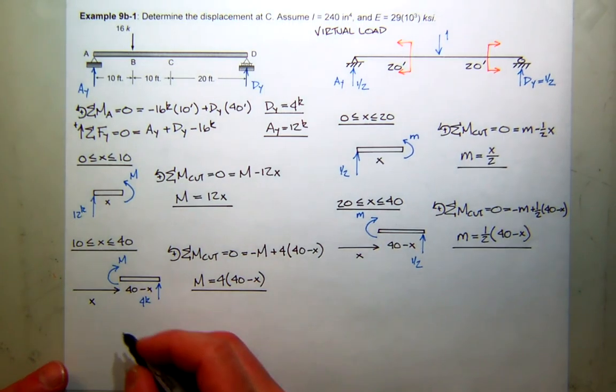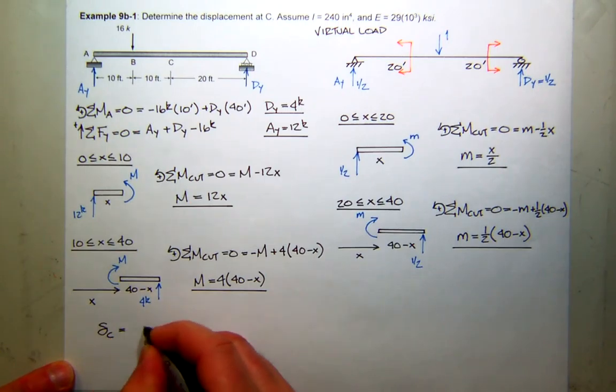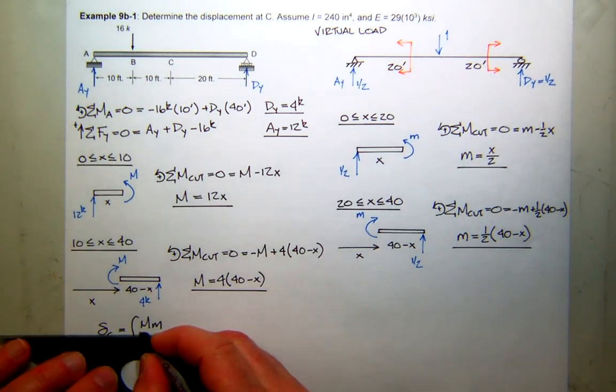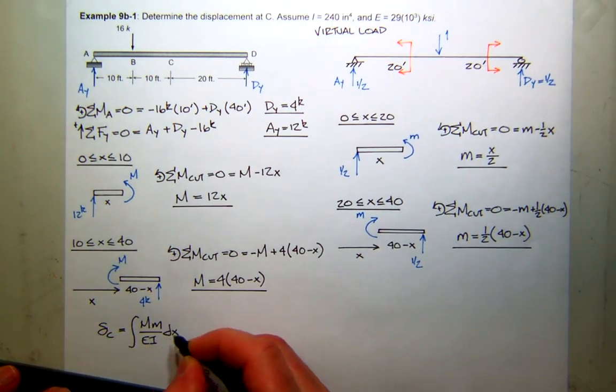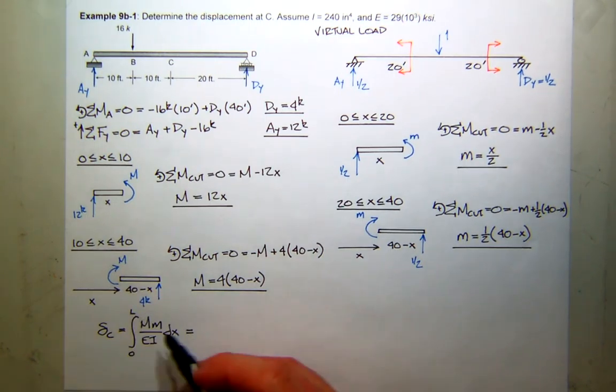So remember now, with virtual work, the displacement at C is the integral over the length of m times the virtual moment divided by EI dx. And that would go from 0 to L. Okay, can I integrate from 0 to L?